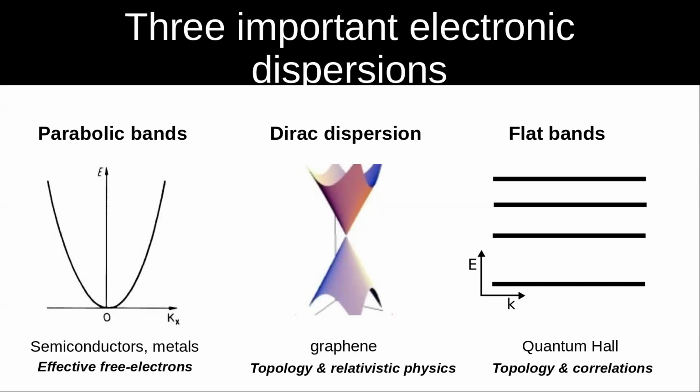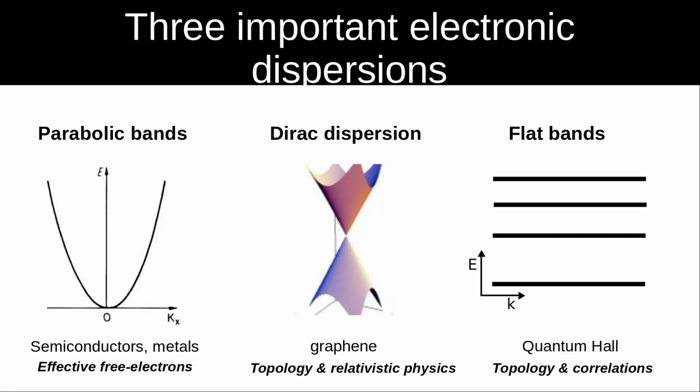So the first one is just having parabolic bands, meaning that your energy versus momentum relation is quadratic. This would be the case of free electrons, for example, and it's the case that happens in most semiconductors and metals. So in these cases, most of the observables and phenomenologies that you see are what you would expect from a p²/2m dispersion relation. This is, of course, extremely important from a technological point of view. So most of our electronics are based on these parabolic bands, in particular in semiconductors.